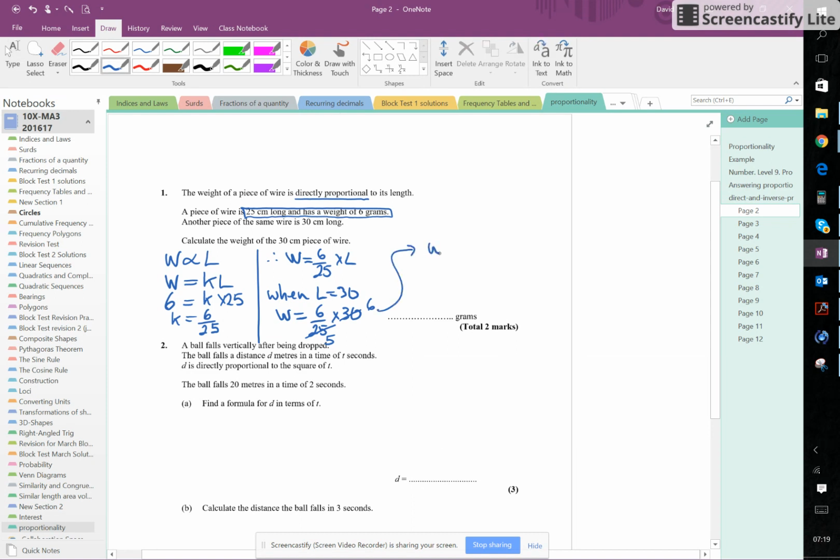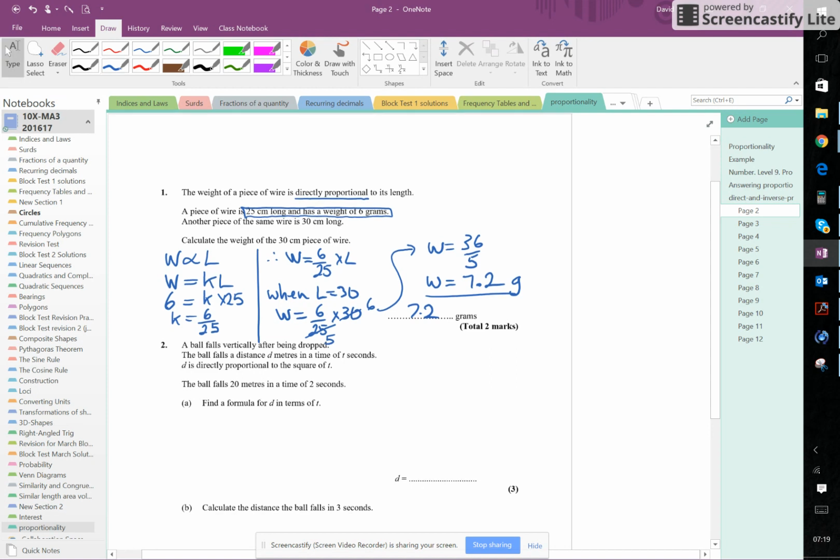So we have W equals 36/5. 36/10 is 3.6, so double that, so W equals 7.2. And the units are, it's in weight, so it's going to be grams, 7.2 grams.